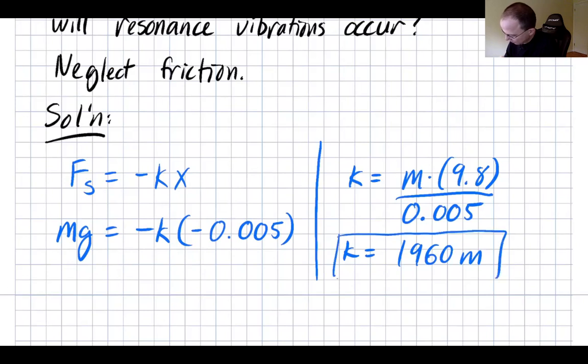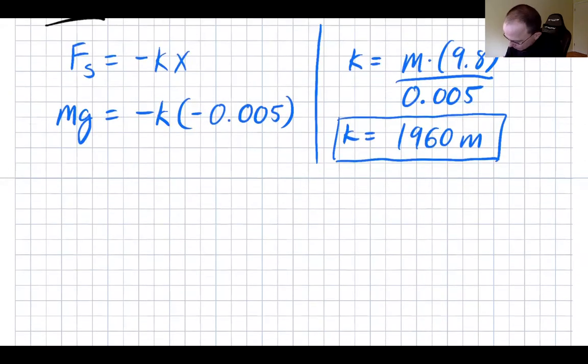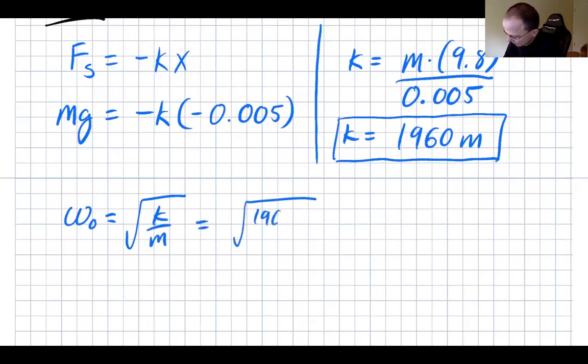And now that we have this, we can determine the natural frequency. So the natural frequency is given by the square root of k divided by m. And so we're going to get 1960 times m, which is the spring coefficient, divided by m. And now these two m's will cancel, and we're just left with the square root of 1960. Okay, square root of 1960.